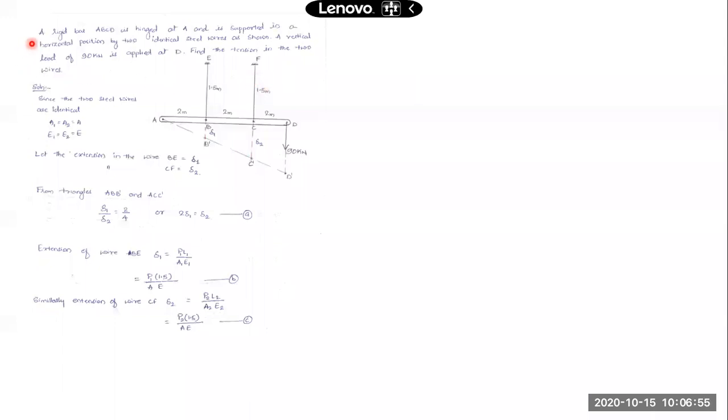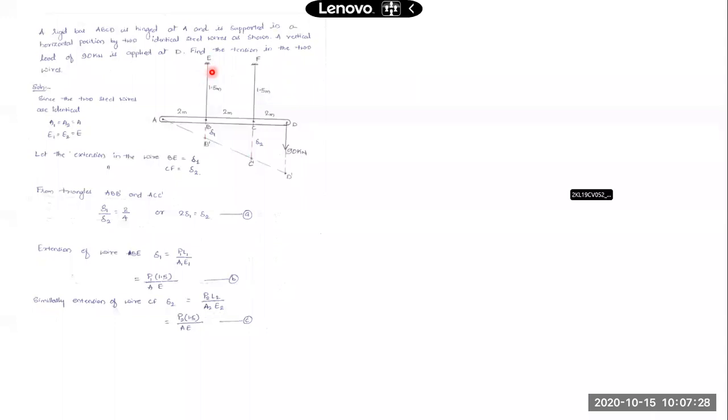A rigid bar ABCD is hinged at A and is supported in a horizontal position by two identical steel wires as shown. A vertical load of 90 kilonewton is applied at D. Find the tension in the two wires. The length of the two wires is 1.5 meter, both of 1.5 meter length. And it is told they are identical, which means they are of the same material and same cross section.